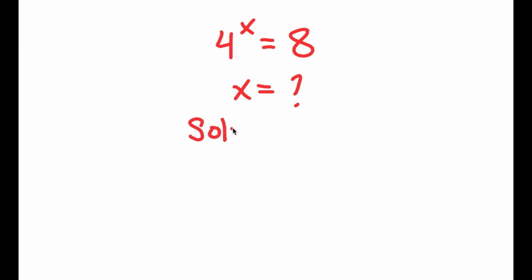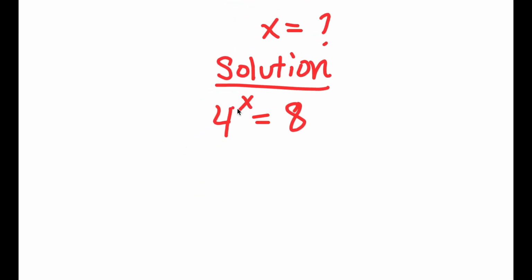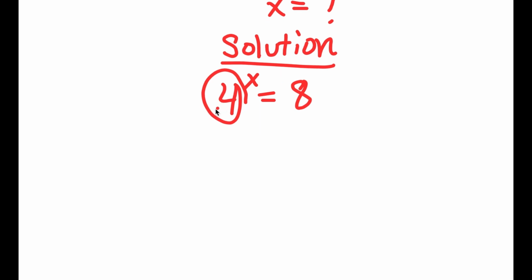Alright, so in this problem, I have 4 to the power of x is equal to 8. So obviously here, I want to find the value of x. So for my solution, first start by rewriting my problem. So I have 4 to the power of x is equal to 8. Now 4 here, this is the same thing as 2 squared. So I'm going to rewrite this as 2 squared to the power of x. All I did was replace 4 with 2 squared.